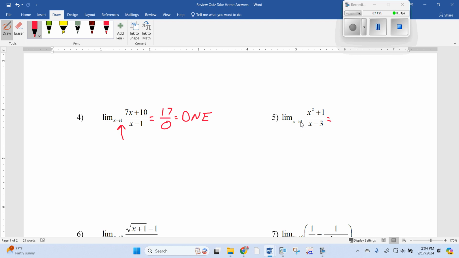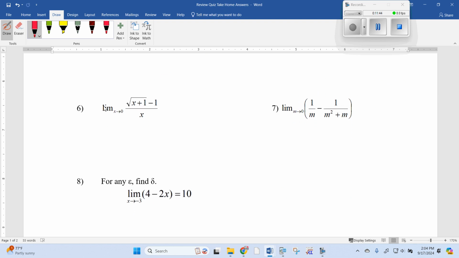The next one here, we have 3. When we plug 3 in, 3 squared plus 1 is 10. On the denominator, it's 0, but we're putting in a number to the left of 3. We're approaching from the left, such as 2. That gives us a -0, so that is negative infinity.